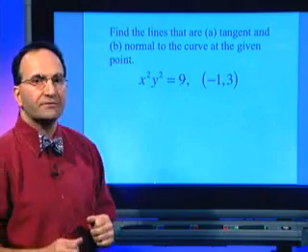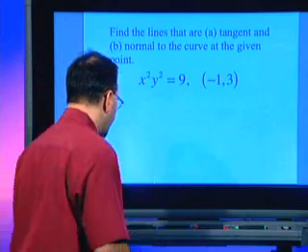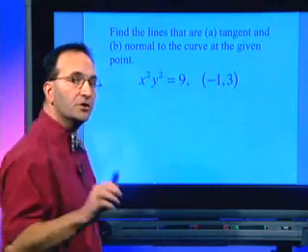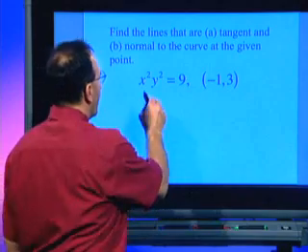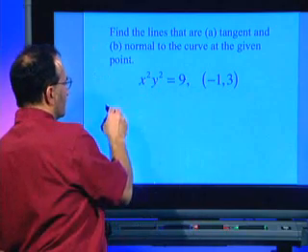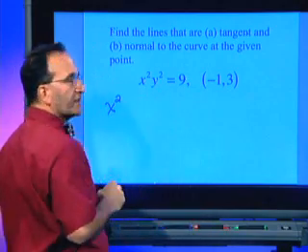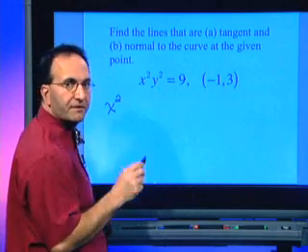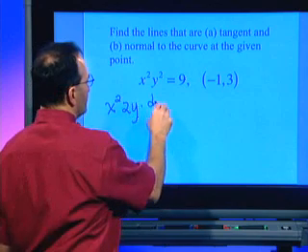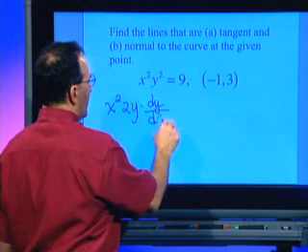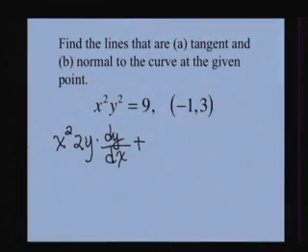Again, we're going to have to use implicit differentiation, and we're going to have to use the product rule. So we start off with the first function multiplied times the derivative of the second function. So 2y times dy/dx plus the second function, y squared, times the derivative of the first function.